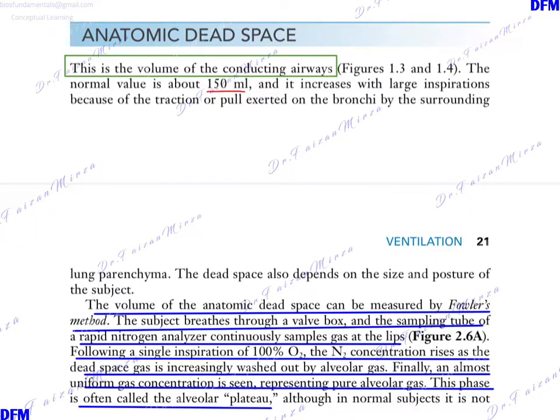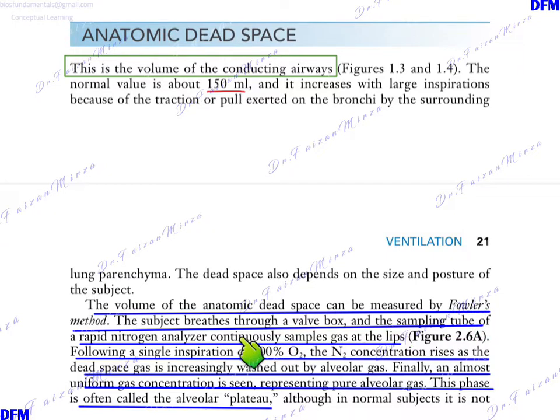Anatomic dead space. The basic concept of anatomic dead space is that the volume of the conducting airways holds about 150 ml of air, which stays trapped in this region. This air will stay there, and when you inhale, this 150 ml will go into the alveoli to displace the exhaled air. So 150 ml will go in while you are rebreathing, or taking the next breath of air. How can the anatomic dead space be measured? It can be measured by using Fowler's method.